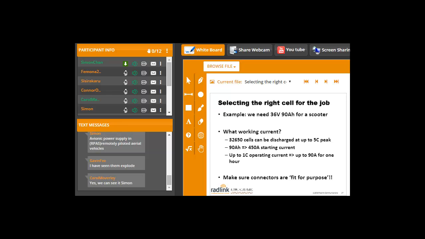Right, what about discharge? What sort of currents can we get out of this pack? Well, the amazing thing is the 32650 cells can be discharged at up to 5C, so 5 times their capacity. On a 90 amp hour pack, you'll be able to deliver a 450 amp starting current. That's going to make you do wheelies on your scooter. Once you reach the speed you're trying to achieve, the current will drop right back, and you can operate at up to 1C for 1 hour. So you can continue to discharge this pack at 90 amps for 1 hour.